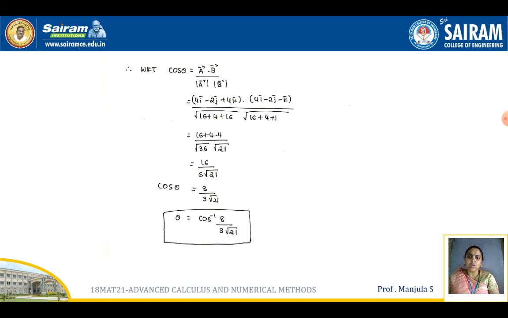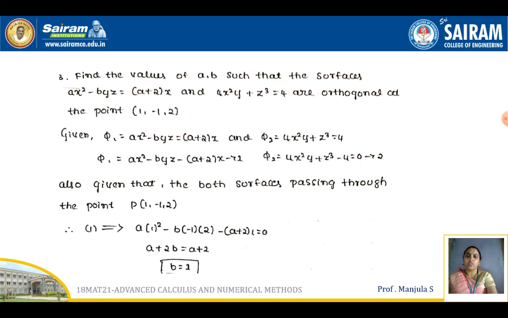On substitution of all the values, on simplification we get cos theta is 8 divided by 3 into square root of 21. We need the value of theta. So theta is cos inverse of 8 divided by 3 into square root of 21.